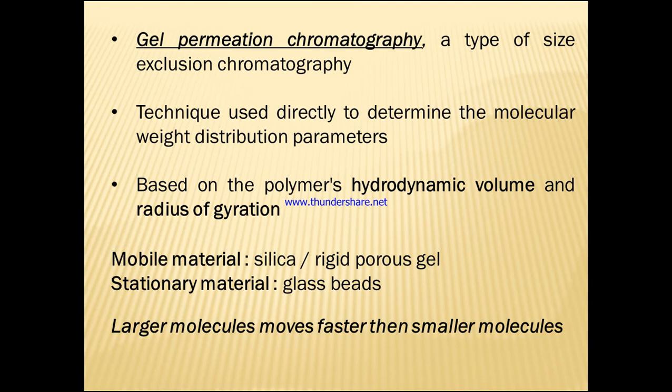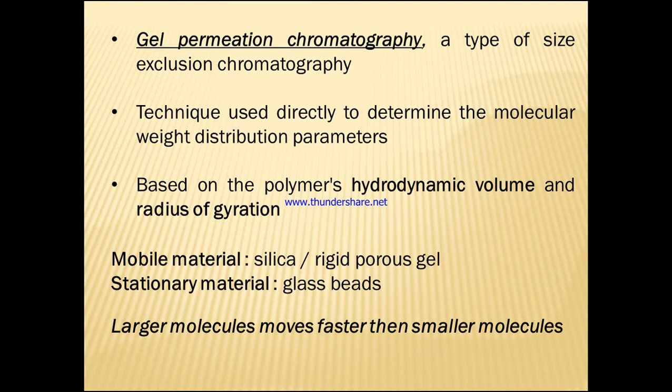It is a technique used directly to determine the molecular weight distribution parameters. To find out the molecular weight distribution, we use the gel permeation chromatography technique here. Gel permeation chromatography works based on the polymer's hydrodynamic volume and the radius of gyration. The material which we use here is silica or a rigid porous gel material, and the stationary material will be glass beads here.